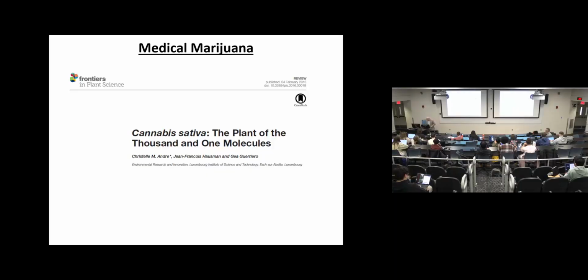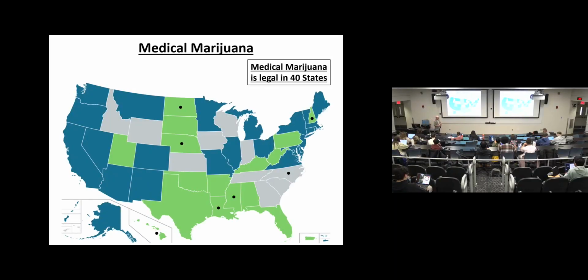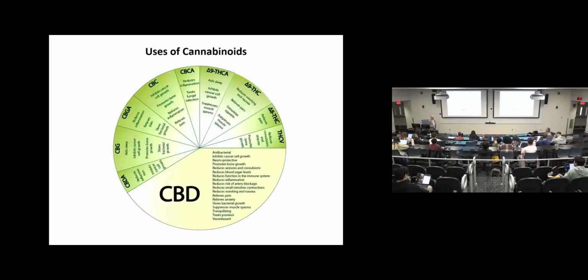So anyway, we're going to talk about the medical marijuana area. Medical marijuana is legal in 40 states, so more than half of the country. And it's been like this for quite some time. So only really the grey areas are a problem. So we're talking about something that has huge potential.